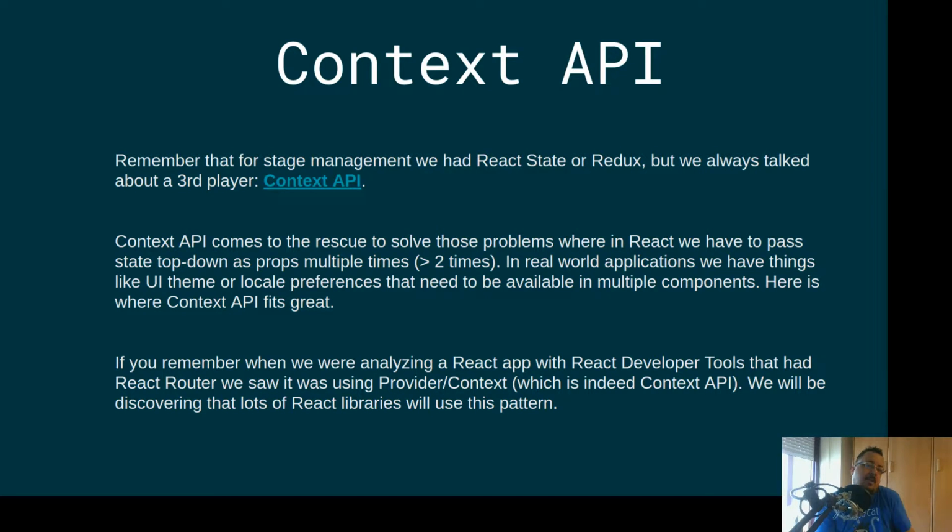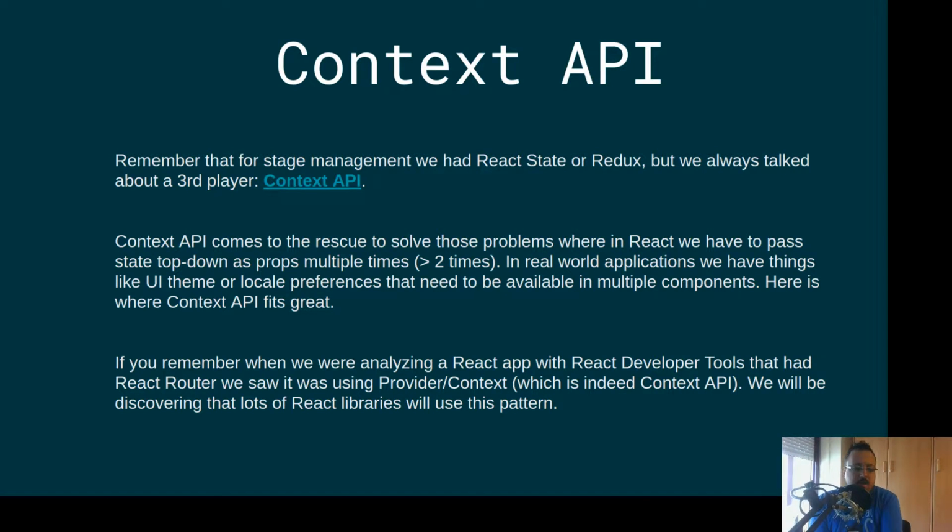Remember that every time we had the rule that if you have to pass down a prop more than two times, or two children down, you should go to Redux. Context API comes in, and it says, okay, you don't have to go to Redux. You can leave it in Context API.